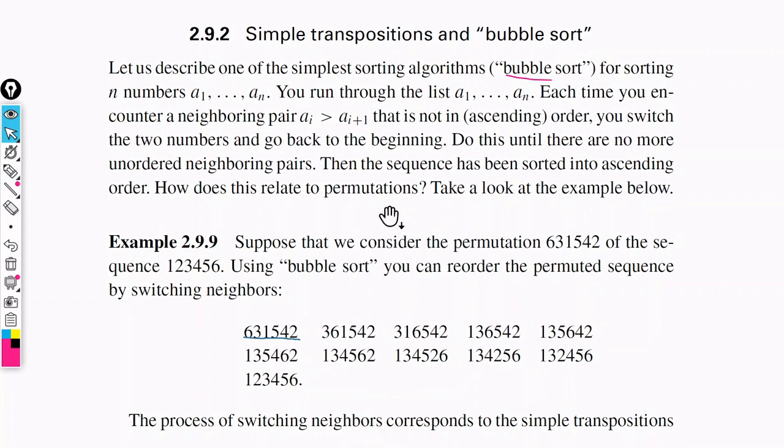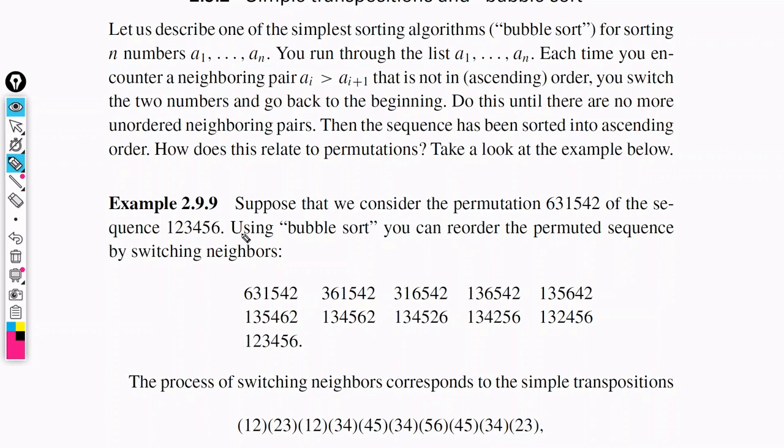Now we will see the relation between permutations and this bubble sort algorithm. In this example, we have to find the ascending order sequence corresponding to the given sequence using the bubble sort algorithm. So the first pair is 6, 3. It is clear that this is not in ascending order, so we have to change these two positions, 1, 2, right? So what happened? This is 3, 6, 1, 5, etc.